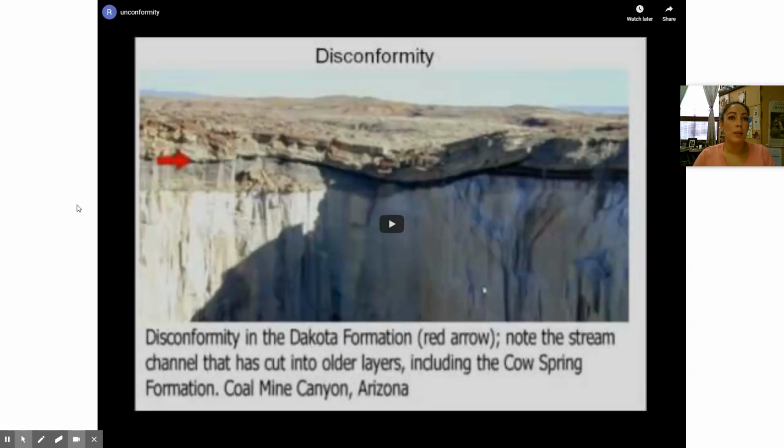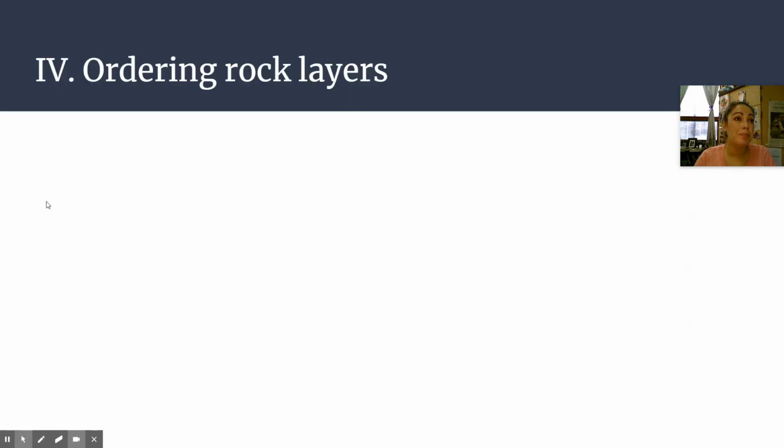We're going to skip past this video. This is just another video that shows more unconformities in rock layers. If you are interested in watching it, then it is linked in your notes.